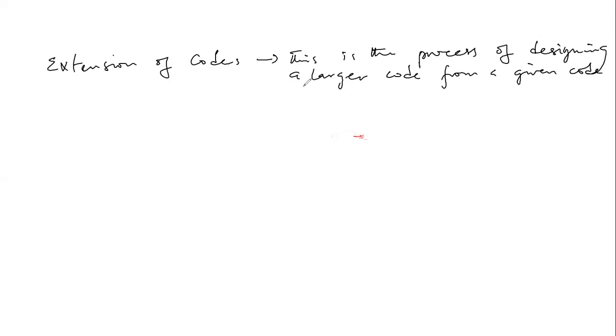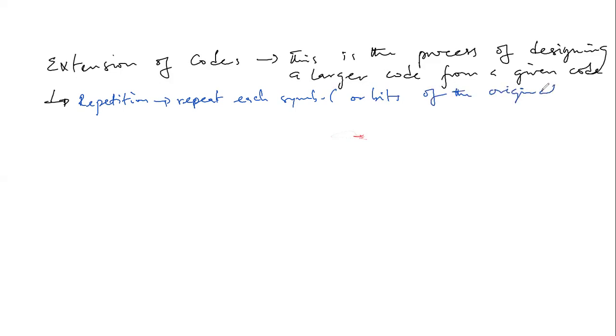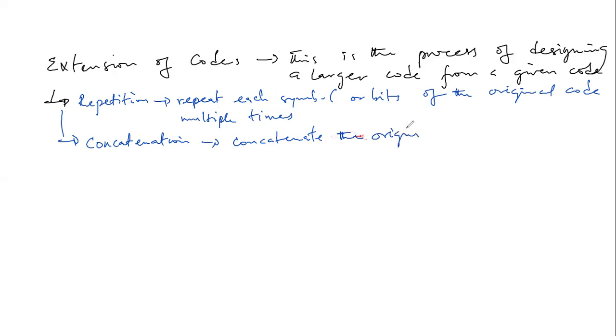And for us to be able to do this, we could perform an extension of the code by repeating it. So we can achieve this either by repetition, in which case we repeat each symbol or bits of the original code multiple times. Another way we could achieve extension of codes is through concatenation, and in this case, it involves concatenating the original code with another code. So here we concatenate the original code with another code.